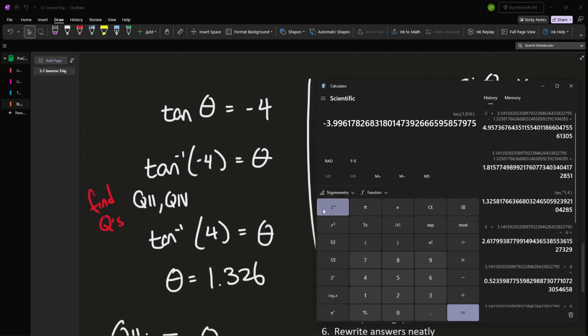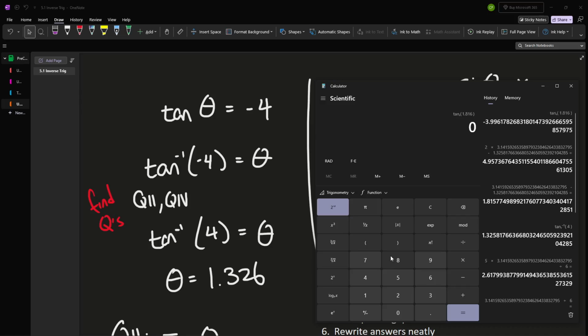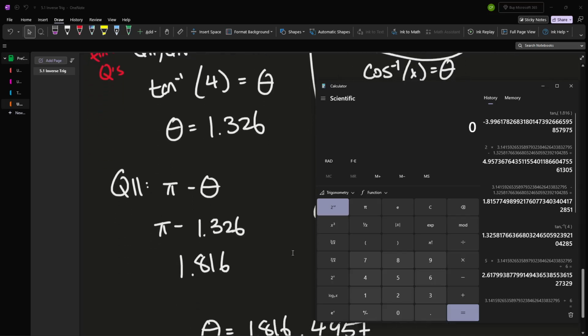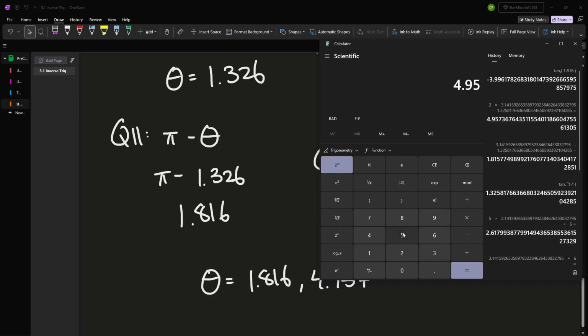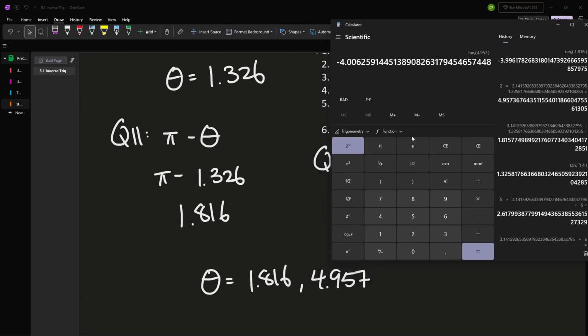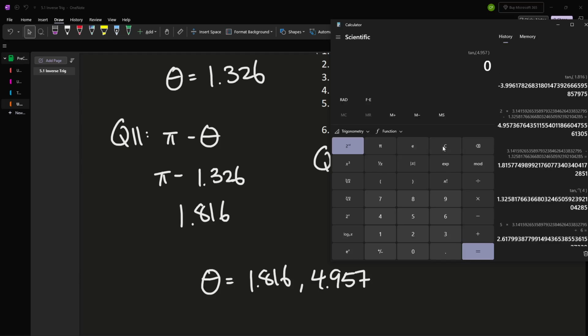It's pretty close. It's off by a couple of thousandths, which is fine. If it's off by more than a hundredth or a tenth, that is where it gets concerning, and your answer is probably off. The next one, tangent of 4.957, gives negative 4.00. We say that we did get it. It is close and our answers are correct.